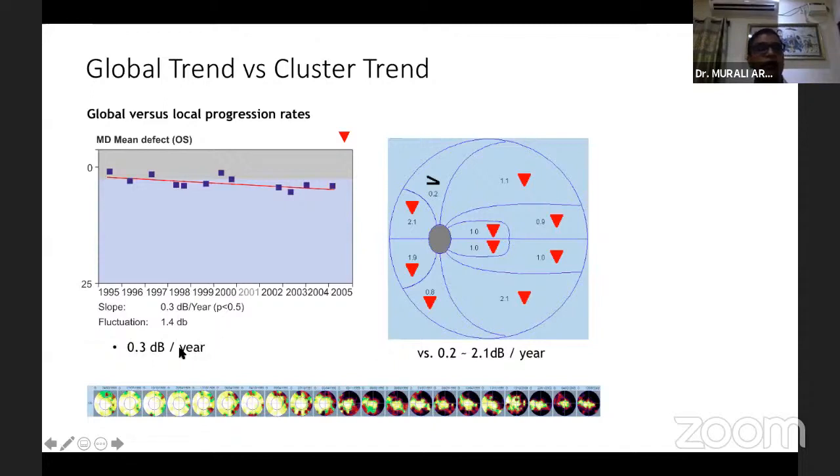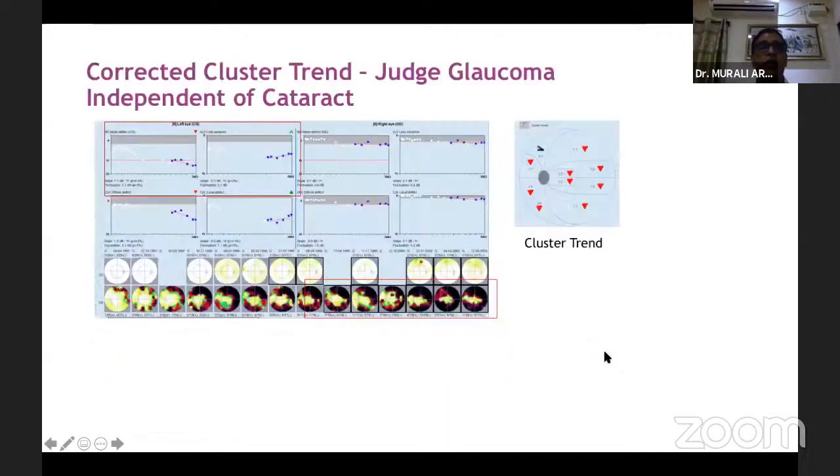You also get the fluctuation in decibels, which is not available in the Humphrey type of printers. You will get the progression rate. You will also get the slope per year. And the cluster trend will clearly show you in each cluster what is the decibel loss per year. So this is another way of looking at glaucoma progression.